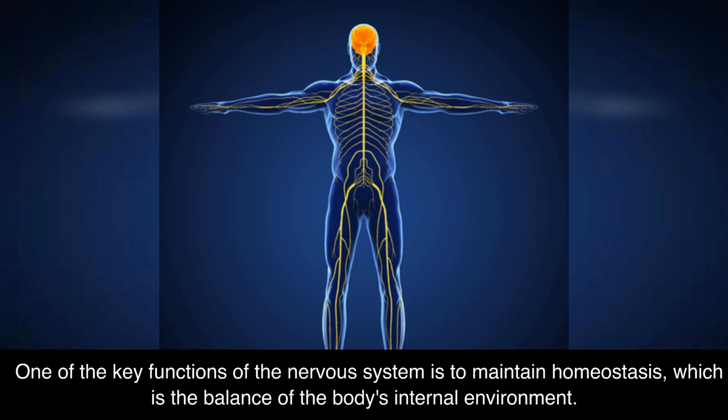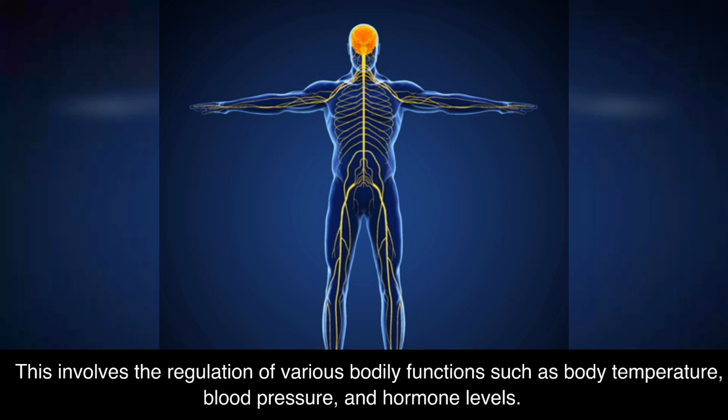One of the key functions of the nervous system is to maintain homeostasis, which is the balance of the body's internal environment. This involves the regulation of various bodily functions such as body temperature, blood pressure, and hormone levels.